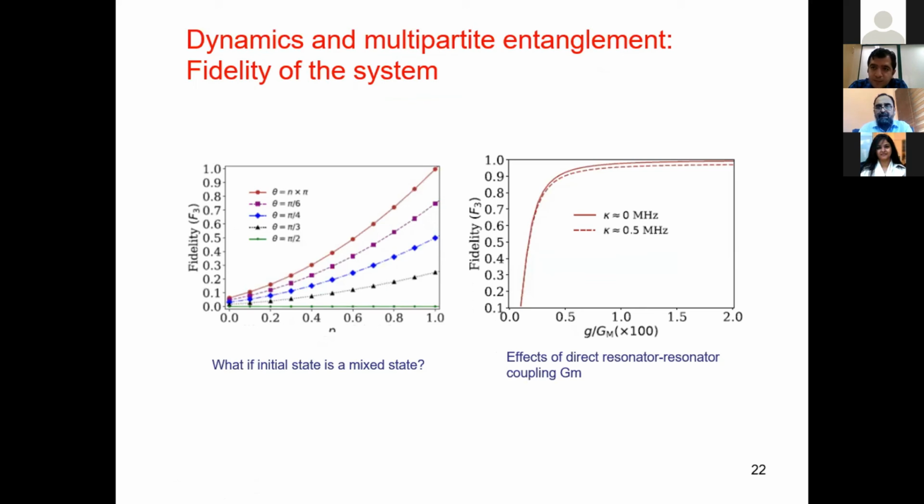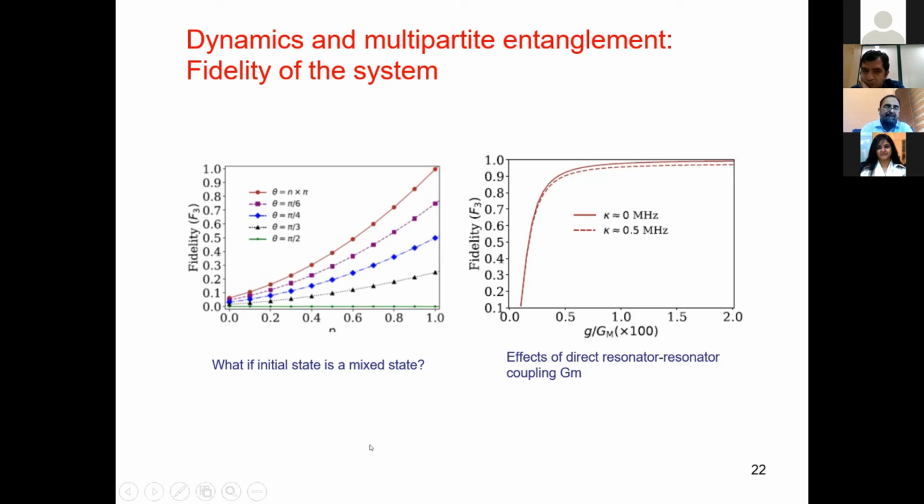When kappa is 0 megahertz, fidelity goes to 1. Notice here we are plotting G over GM multiplied by 100, right? So when it is 1, it means coupling is 100 times stronger than the mutual resonator to resonator interaction. However, in the real system, we have a mutual interaction that leads to a decrease in the fidelity.